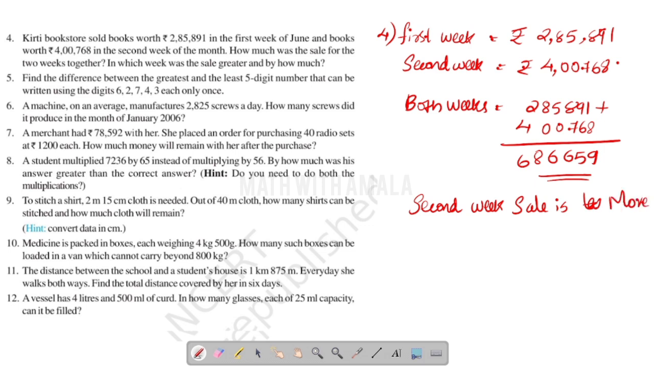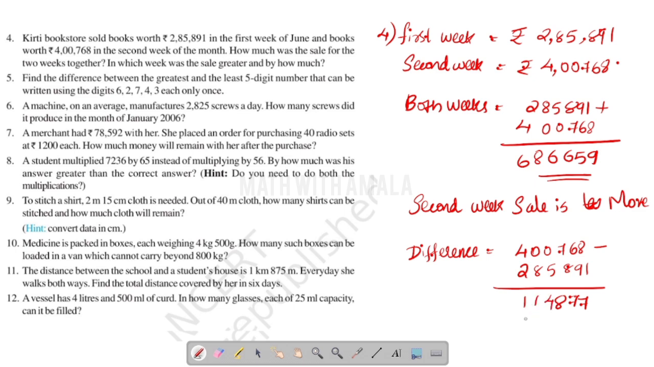In the second week, sale is bigger, much more than the first week. So we have to calculate the difference between the first week and second week sale. It can be like 4,768 minus 2,85,891. Okay, so you will get the answer like 8 minus 1, 7. 7 again, 8, 4, 1, 1. So 1,14,877. So you can say without any doubt, second week sold more books than first week's selling.